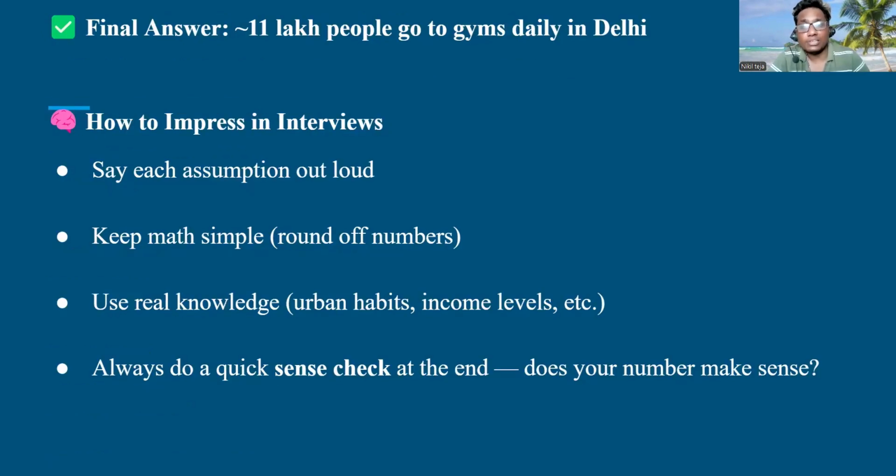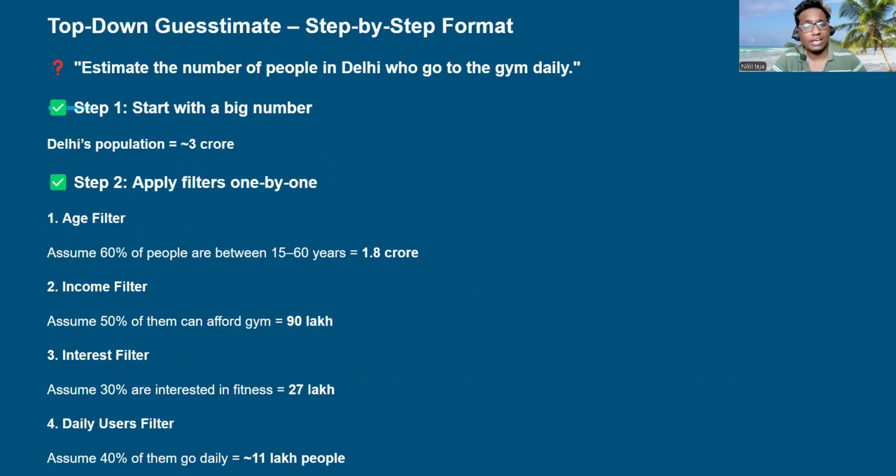So how to impress in interviews? Say each assumption out loud. Keep the math simple. In order to keep math simple, you need to take round numbers. Here I have taken only round numbers, like 60%, 50%, 30%, 40%. That is the reason why my math became very simple, right?